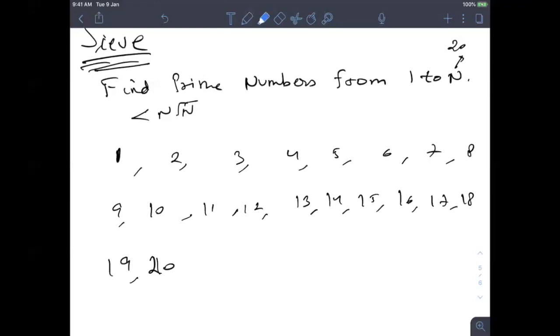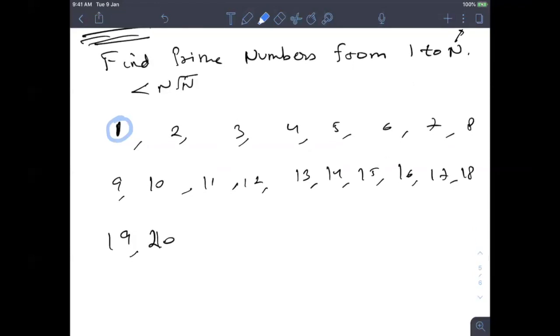So right now all the black numbers are here from 1 to 20. We only know that 1 is not a prime number, so I'm just circling it. Basically, if a number is circled, it means it is not a prime number. Right now, I don't know anything about prime numbers. All I know is that every number is prime for me, because no one is circled, so let's assume every number is a prime.